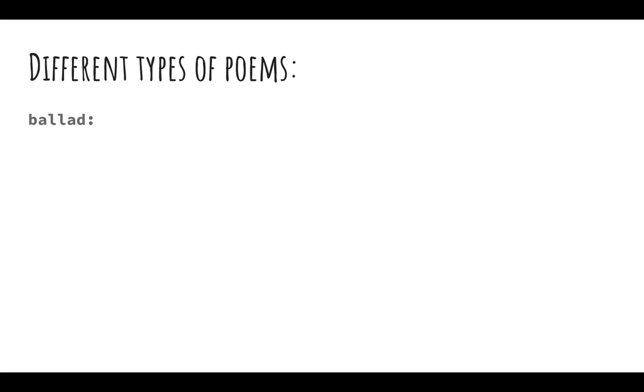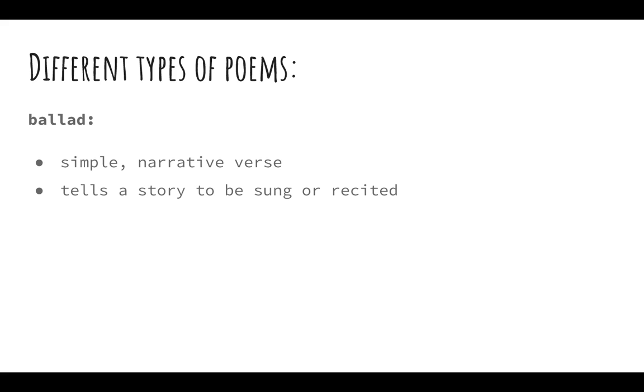The next type is a ballad. You might have heard this term for music as well when people talk about power ballads and things like that, so that could be some helpful contextual information. A ballad is usually more simple and it has a narrative verse, meaning that it is meant to tell a story more so than get across some very highbrow theme.